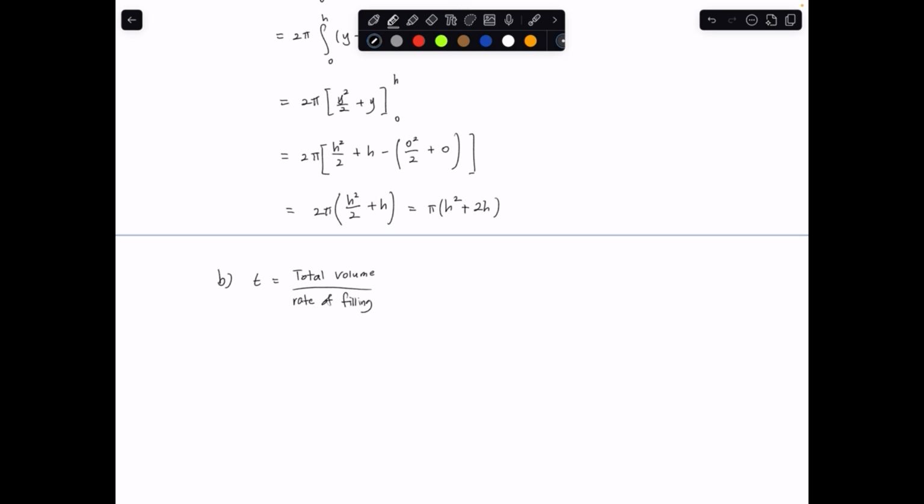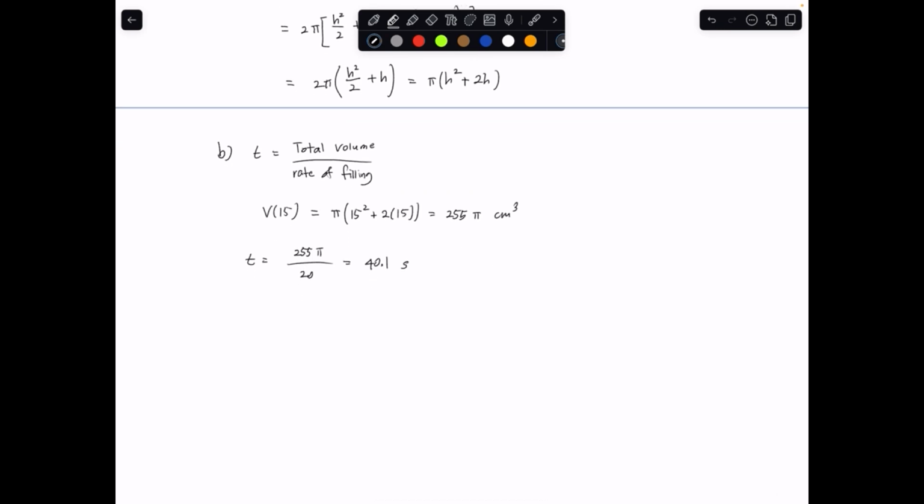So we can find the total volume by putting in 15, because it goes from y equals 0 to y equals 15. So that should just give us pi times 15 squared plus 2 times 15. And calculate everything, we should get 255 pi cubic centimeters. Okay? And so our t is just this divided by 20. And that should give us about 40.1 seconds.